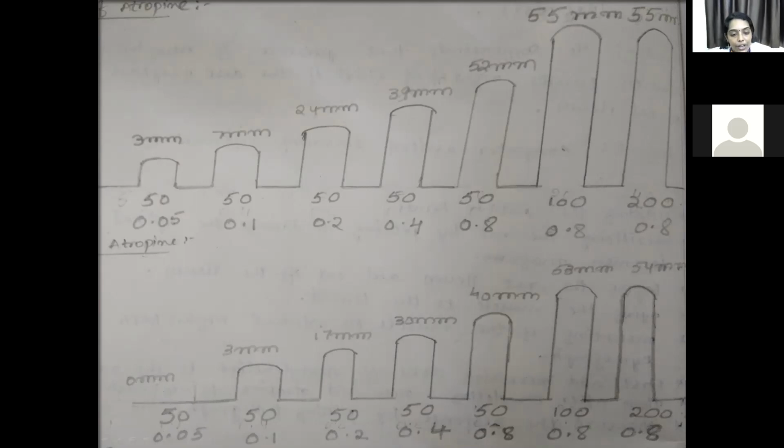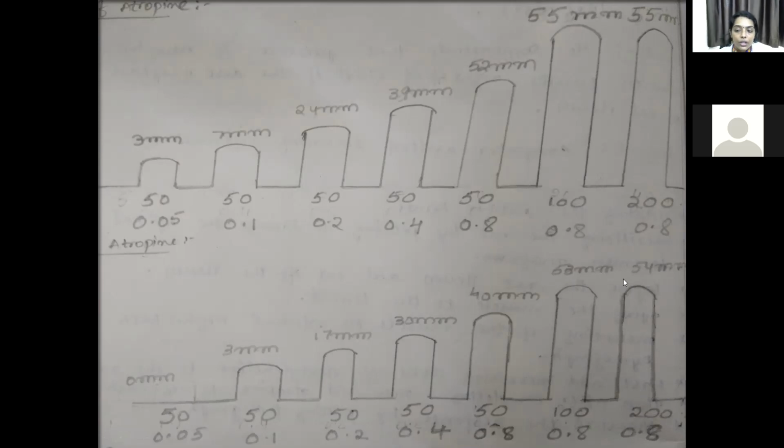Okay. So now when you increase the dose of ACH to 0.1 ml, you can see that there will be 3 mm response. It was 7 mm here. So as you increase the dose, you see that the maximal response is 54 mm. Okay, that is the ceiling effect. That is the maximum response which can be produced by 0.8 ml of ACH. Now this 0.8 ml has been taken from the stock solution which has 200 microgram of ACH per ml.